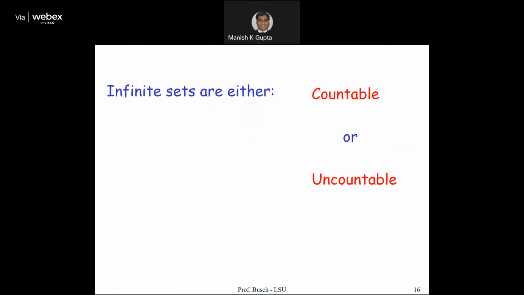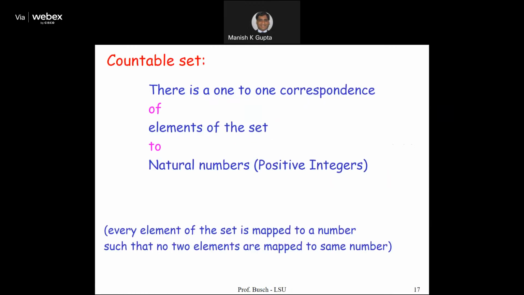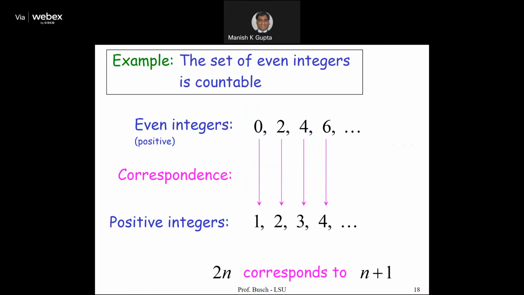I'll give you a couple of examples. For a countable set, there is a one-to-one correspondence of elements of the set to natural numbers, the positive integers. The set of even integers is countable because the function f of n equals 2n is one-to-one and onto. You give me 0, I will give you 1. You give me 2, I will give you 2. You give me 4, I will give you 3. You give me 6, I give you 4. Give me a number, I will say 1. You give me another number, I will say 2, and so on. So there is an association to the set of natural numbers. So these are countable.